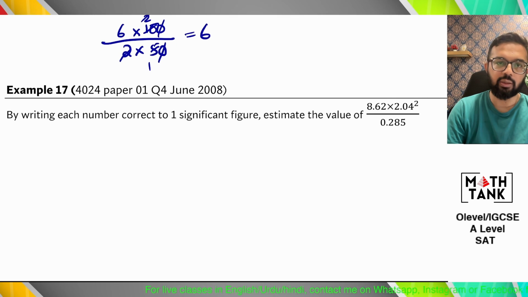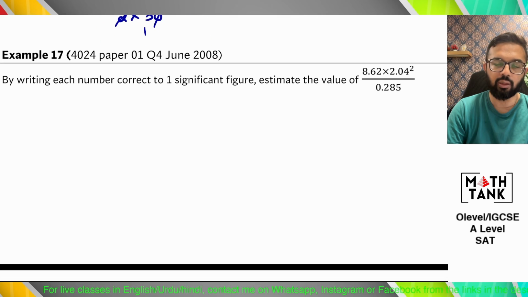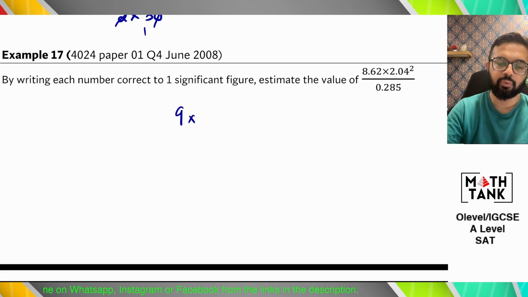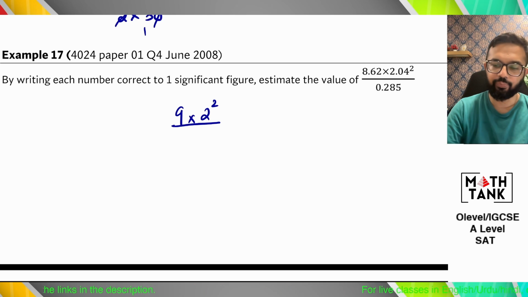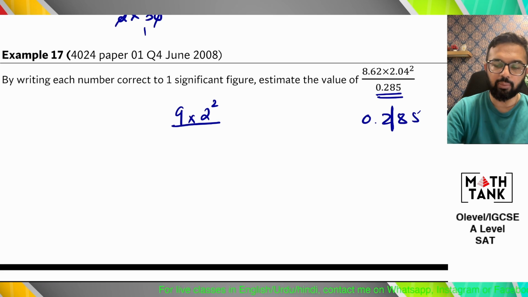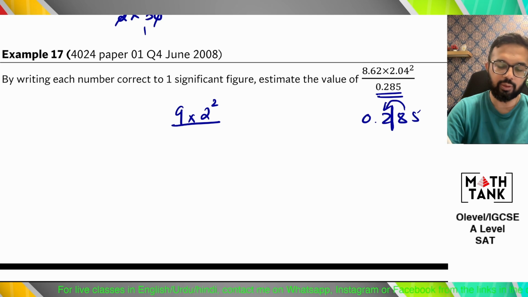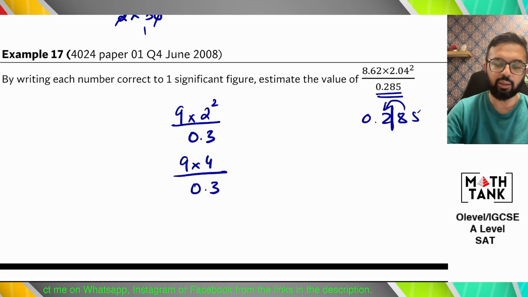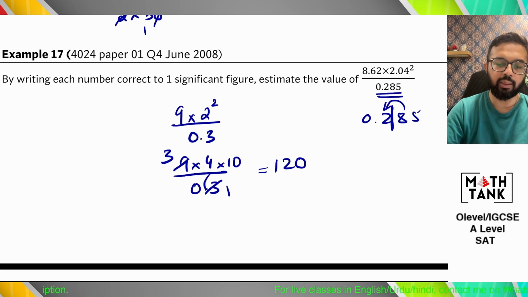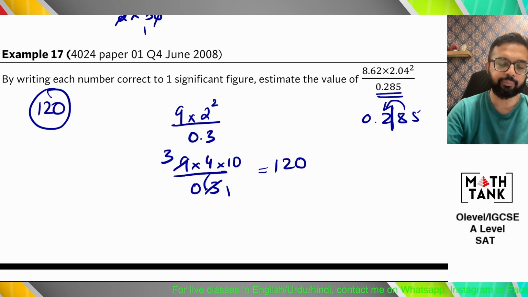Then we have a past paper question. It says by writing each number correct to one significant figure, estimate the value of this. So 8.62 will become 9. Okay, just one significant figure. Then 2 square, and this should be rounded off 2.285. I'll put a bar here because that's the first significant figure. Add 1, so this should round off to 0.3. That's 9 into 4 divided by 0.3. You remove the decimal. Okay, so one decimal place generated 10. 3 times 3, that's 120. Okay, so that's your final answer.